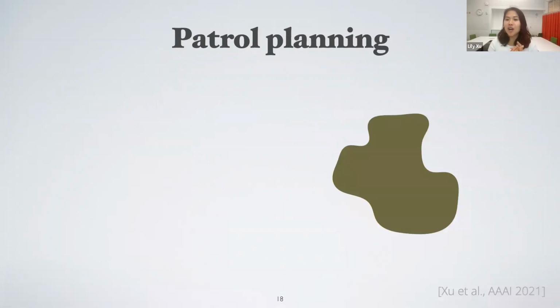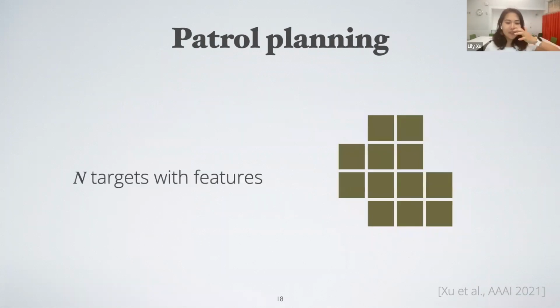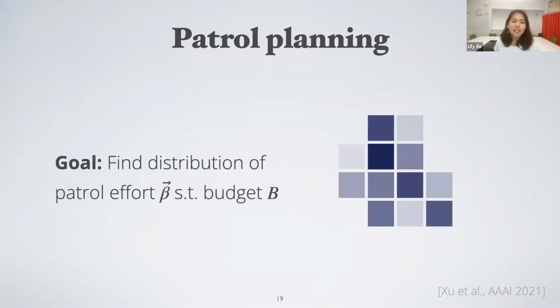So to go into our multi-armed bandit approach, I'll begin by taking this abstract representation of a park. So here we have a protected area with n targets, each with an associated feature vector. Each of those feature vectors would be the covariates that we were seeing earlier, such as land cover, distance to road, and so on. And our objective is to help rangers plan patrols by having some allocation of patrol effort, which we'll describe as this vector beta, subject to a budget constraint B.